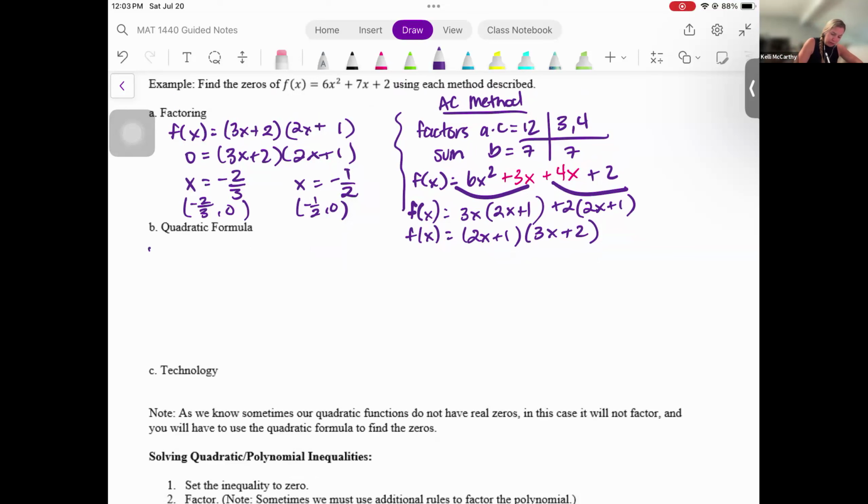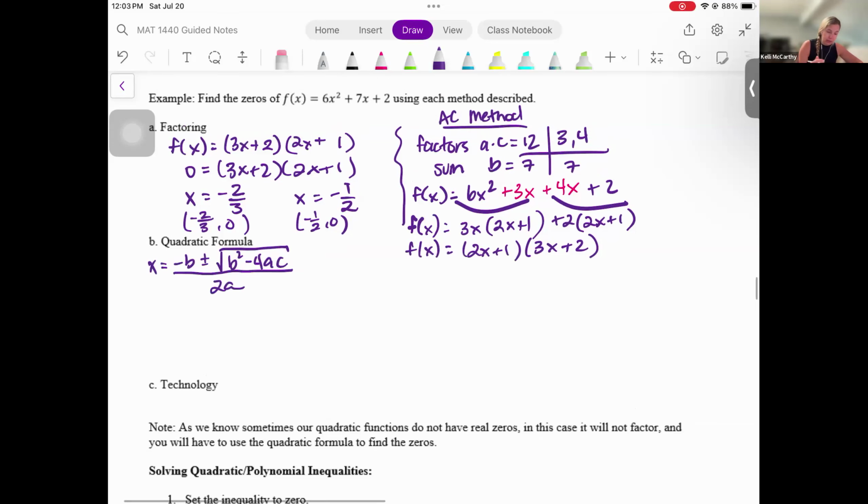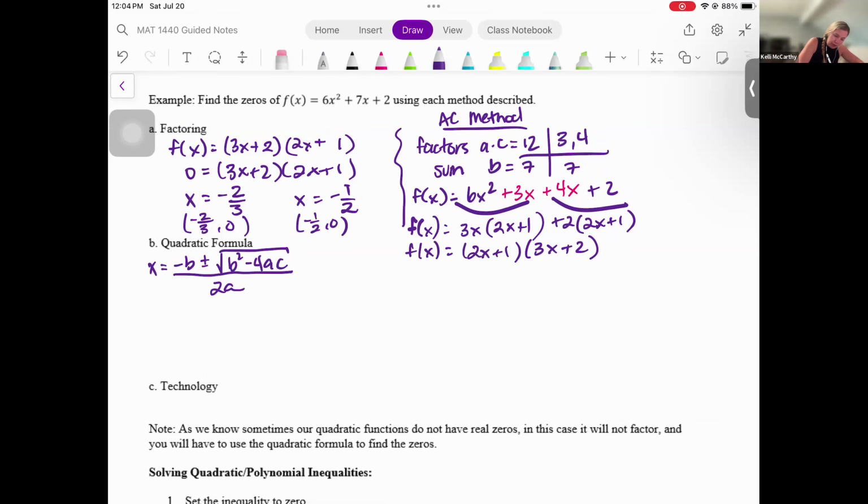Quick review, the quadratic formula: x equals negative b plus or minus the square root of b squared minus 4 times a times c, all divided by 2a. Again, a, b, and c are the coefficients of our quadratic. So looking at our quadratic above, we know a is our lead coefficient, 6, b is the coefficient on x, which is 7, and c is our constant, which is 2. So we're going to plug these values in.